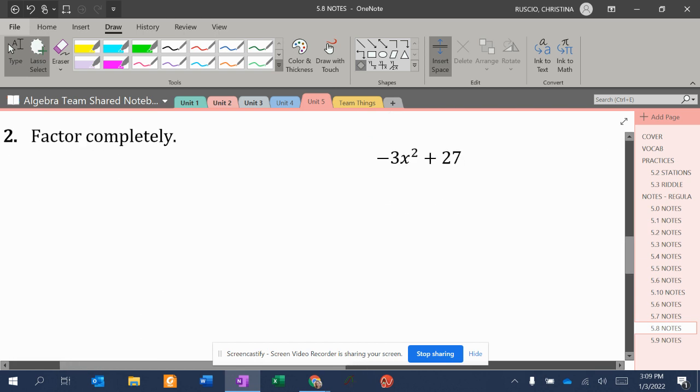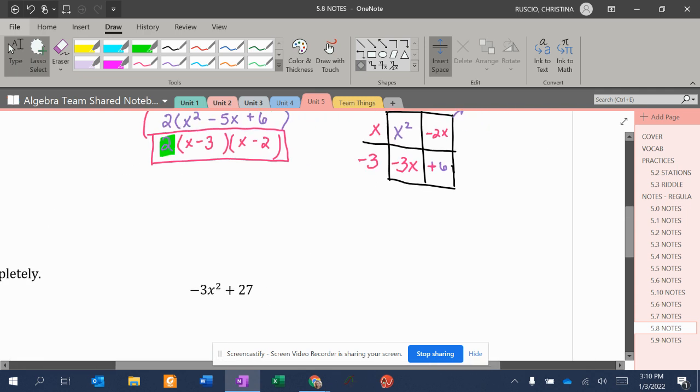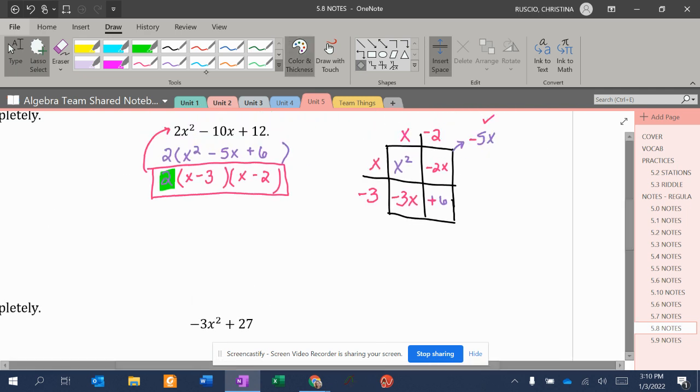All right, number 2, here we go. Factor completely. Negative 3x squared plus 27. First, we are going to rock and roll by factoring out the GCF. Now, in the past, I mentioned that we typically don't factor out a negative, but today we are actually going to think about factoring out a negative because, let's think about why. I do not like to ever see this x squared term negative, right? We don't really see that.